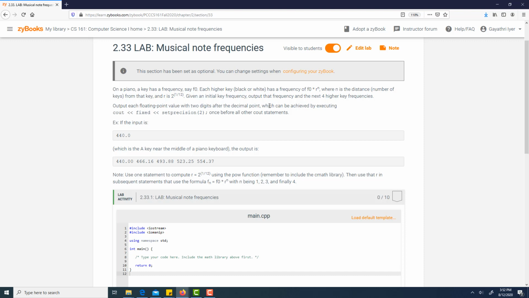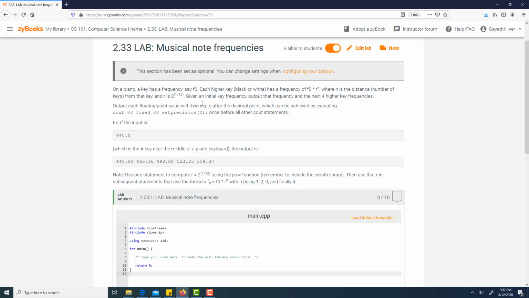And this is the formula. You multiply the frequency by R to the power of N, where N is the distance. If the key is right next to it, then the distance is 1. If we are looking at the key that is 2 away, then the distance is 2. And R is a constant number: 2 to the power of 1 over 12.